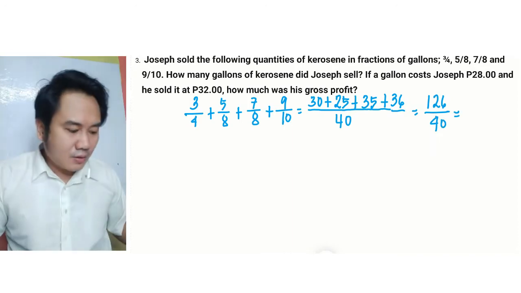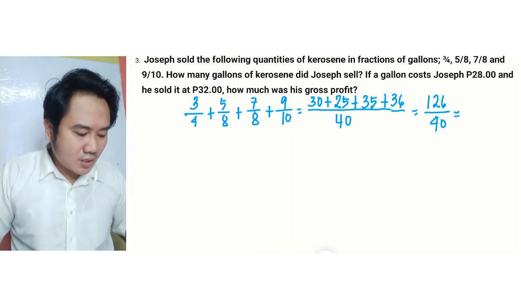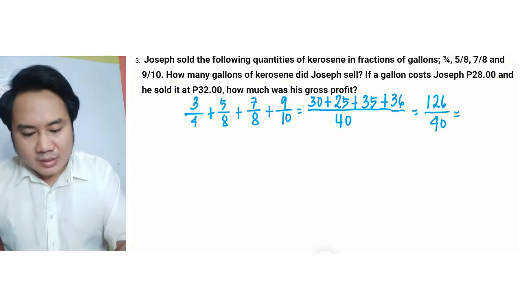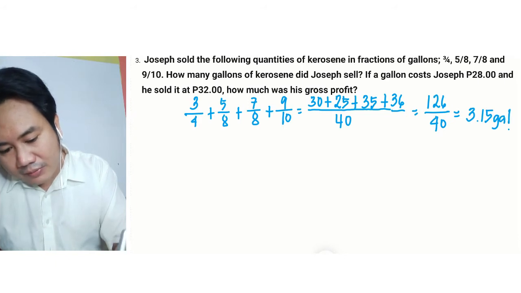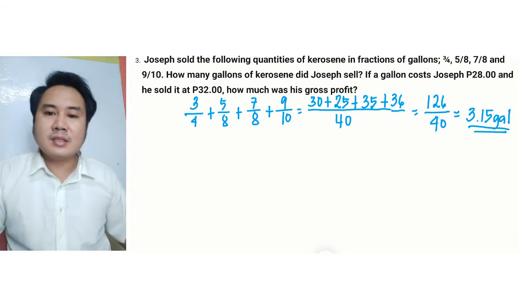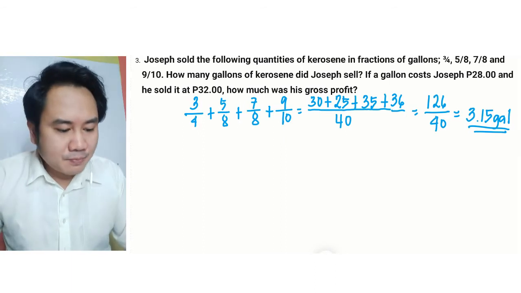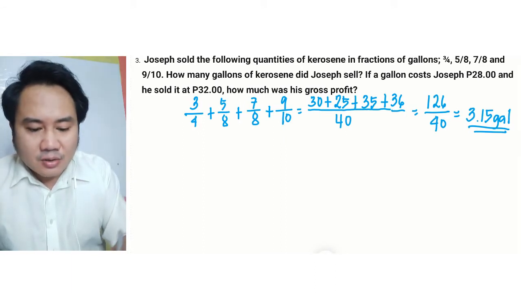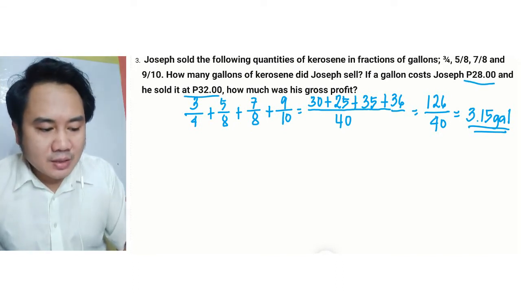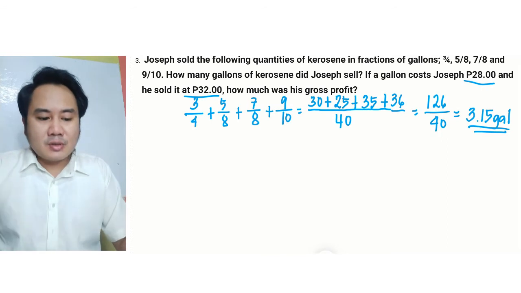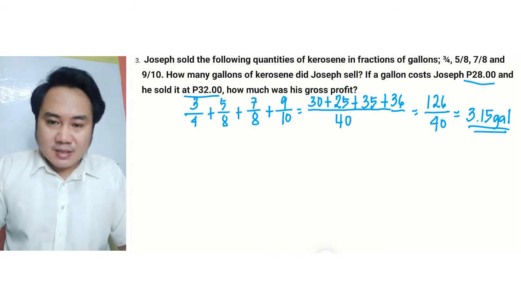And then we are going to divide 126 by 40. That is 3.15. All in all, nakabenta si Joseph ng 3.15 gallons of kerosene. Okay? Now, next question is, if the gallon cost Joseph 28 pesos, tapos binenta niya ng 32 pesos, magkano ang kanyang gross profit?